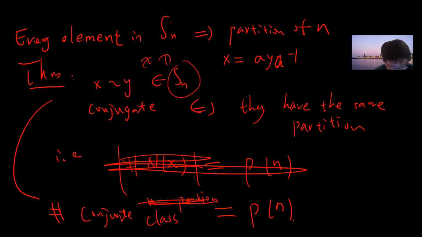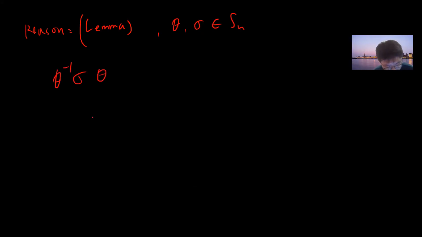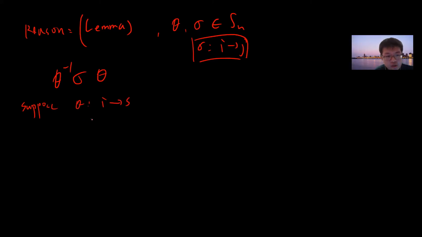Okay, I think this is interesting. Okay, so let's see the reason. Let's start by solving this with a simple lemma. This lemma tells you how to compute theta sigma theta inverse for theta and sigma in Sn, right? So suppose I want to compute this. Let's assume that theta maps i to j. Okay, what about this? Suppose that theta sends i to s and j to t.